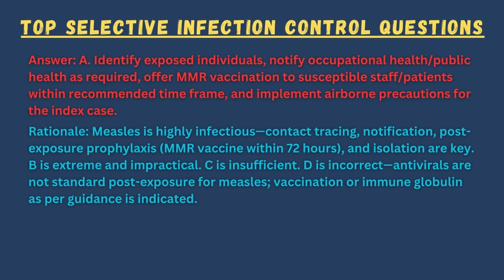Answer. A. Identify exposed individuals. Notify occupational health and public health as required. Offer MMR vaccination to susceptible staff or patients within recommended time frame, and implement airborne precautions for the index case. Rationale. Measles is highly infectious. Contact tracing, notification, post-exposure prophylaxis, MMR vaccine within 72 hours, and isolation are key. B is extreme and impractical. C is insufficient. D is incorrect. Antivirals are not standard post-exposure for measles. Vaccination or immune globulin as per guidance is indicated.